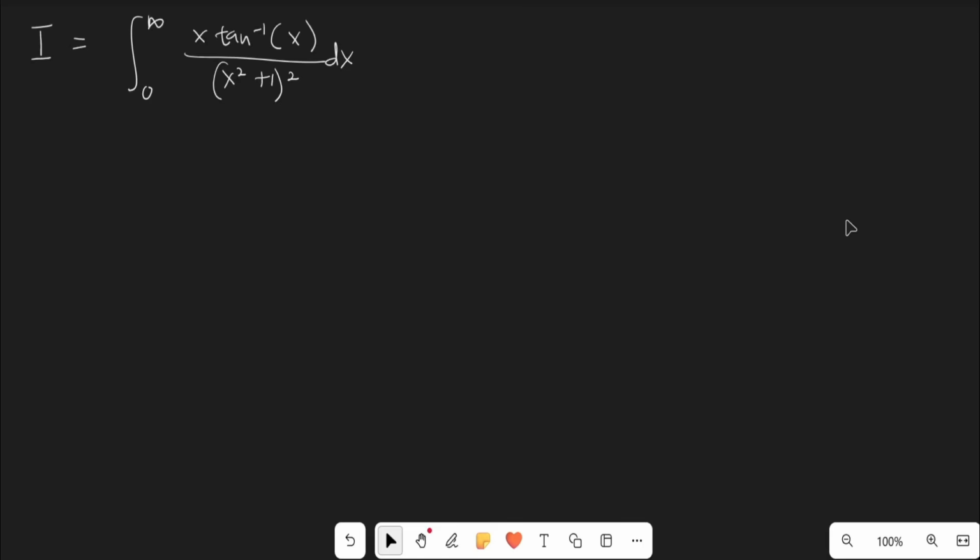I am going to solve this integral by parts and tricks, right? So I'm going to start off with the integration by parts. I'm going to differentiate the tan inverse of x because it's easier to differentiate that, and I'm going to integrate the rest, which is x over x squared plus 1 squared, right?